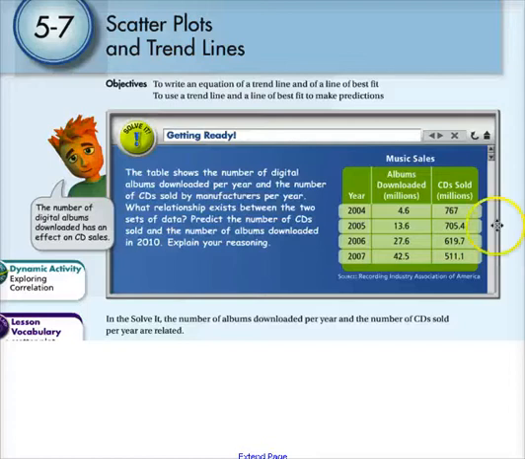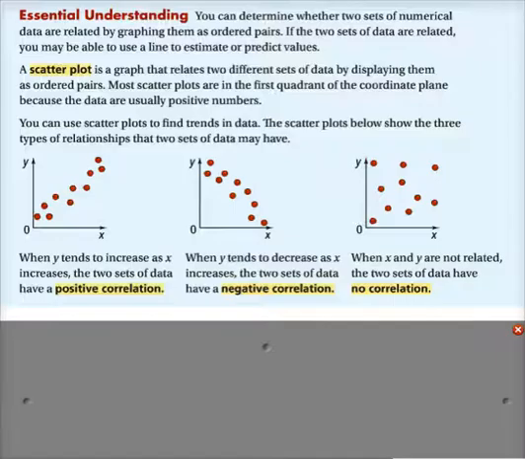Lesson 5-7, Scatter Plots and Trend Lines. Alright, so in this lesson we're going to be getting away from just writing equations. We still do a little bit of that, and we're going to learn how to make scatter plots. A scatter plot is a graph that relates two sets of data by displaying them as ordered pairs. Remember, ordered pairs are our x, y values.